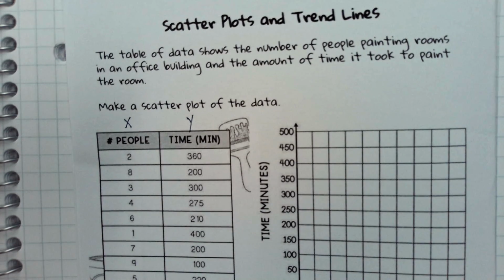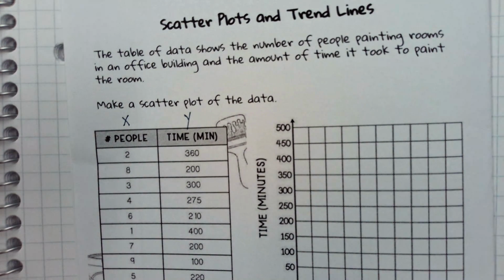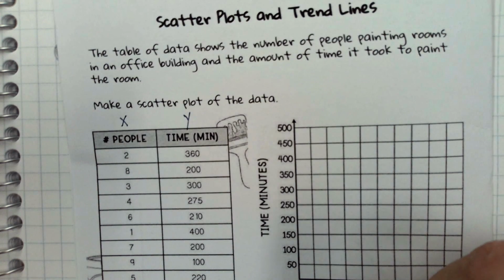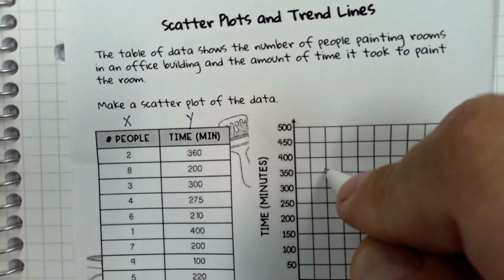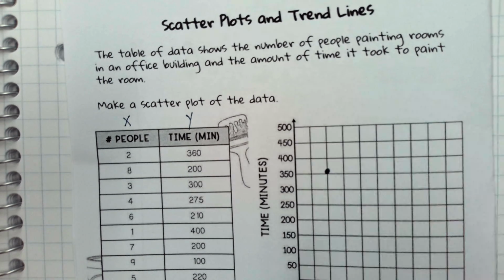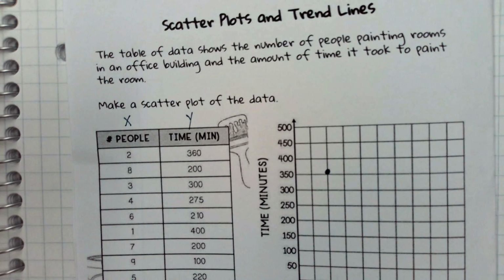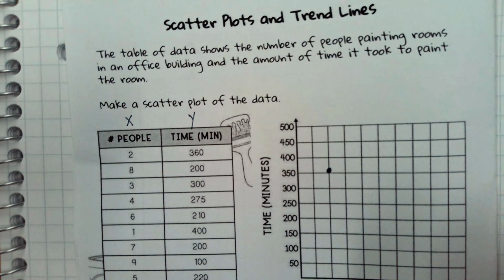Okay, so we're going to start plotting. Exciting stuff. 2 and 360. So right about there, just above. Just a smidge above, as they say. 8 and 200.